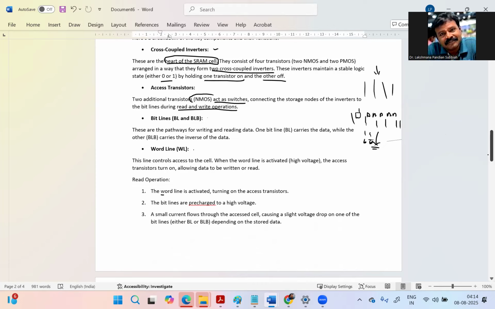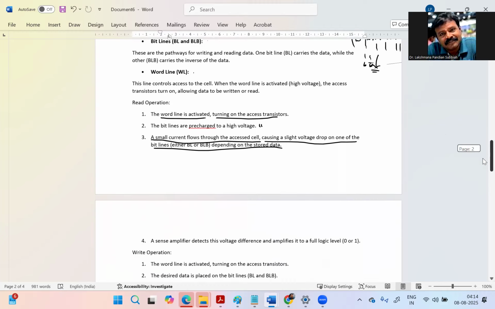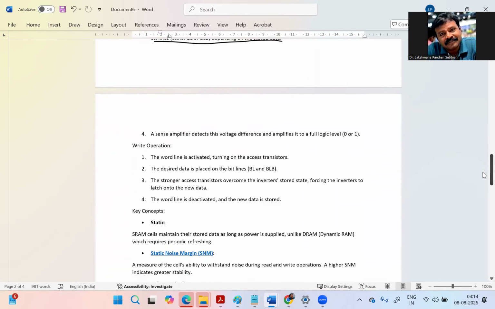So the word line is activated, turning on the access transistor. Then the bit lines are made active. Bit lines are pre-charged to a high voltage, so we are applying that voltage. A small current flows through the access cell, so this won't leak the current, causing a slight voltage drop on one of the bit lines. The stored data will be retained, so even 10 times or 100 times we can read the data and the storage will be retained, right?